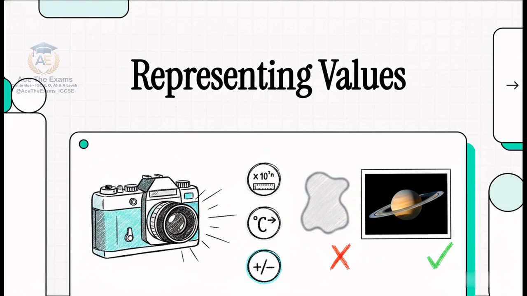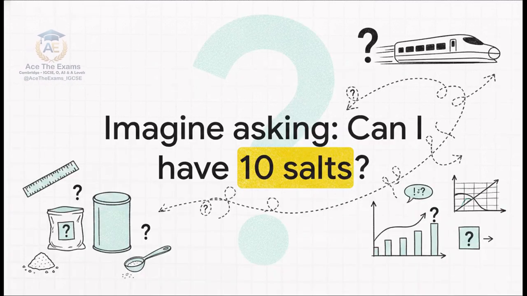So today, we're going to master the 4 core mathematical settings you need to represent values perfectly in physics. We are going to calibrate your lens. To really understand why this is so critical, just imagine walking into a grocery store, walking up to the counter, and asking the shopkeeper, "Can I have 10 salts?" Seriously, what would happen? They'd just stare at you blankly. Do you mean 10 grams of salt? 10 packets? 10 kilograms? You see, a measured value in physics means absolutely nothing without a unit. Numbers without units are exactly like an uncentered, out-of-focus photograph. They are meaningless in the real world.